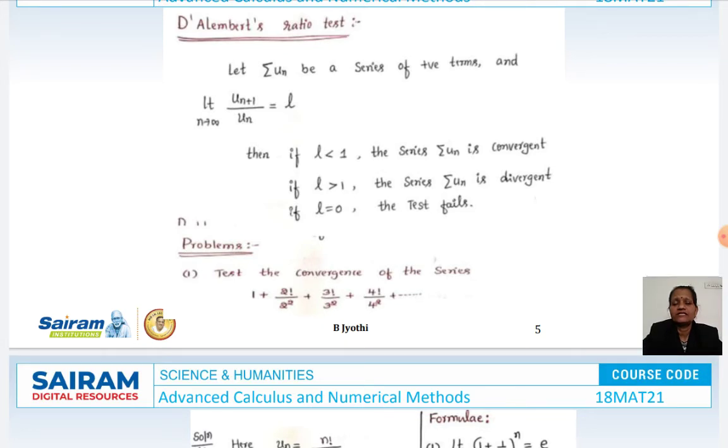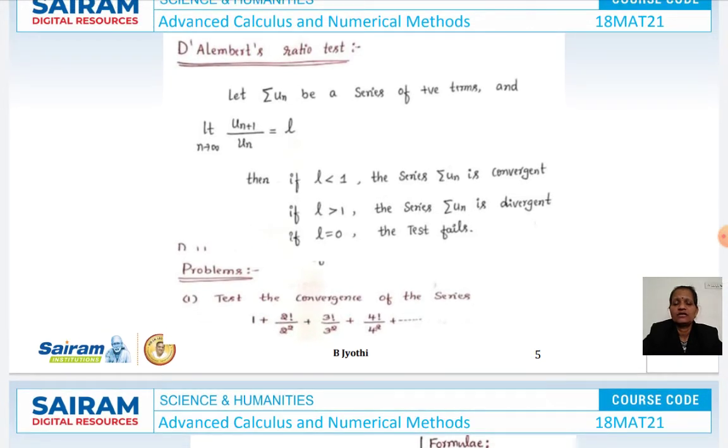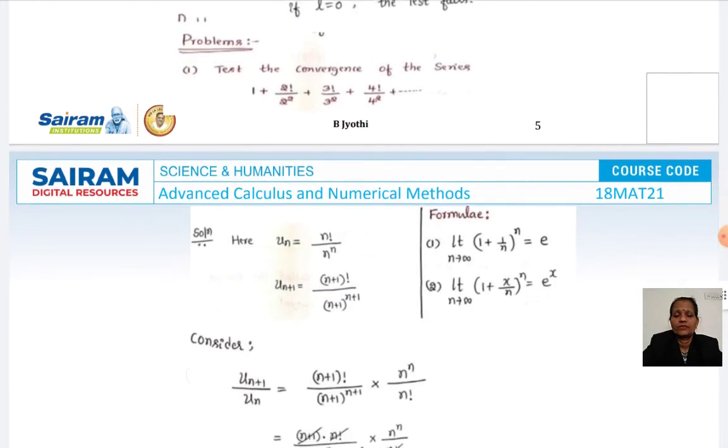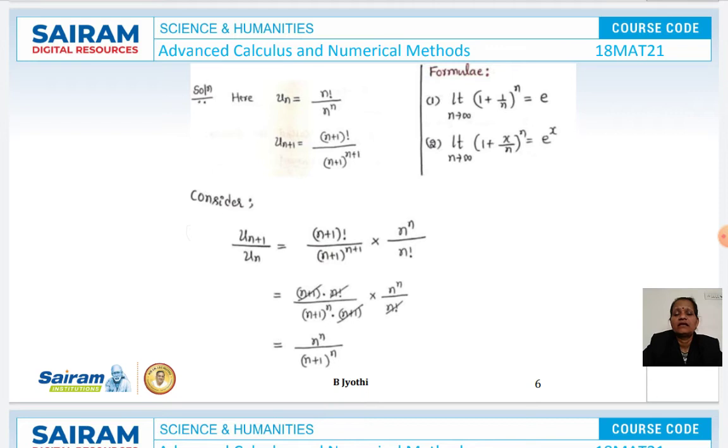Test the convergence of the series 1 plus 2 factorial by 2 square plus 3 factorial by 3 cube plus 4 factorial by 4 power 4 and so on. In order to test whether it is convergent or divergent, we first write it in the form of un. un is equal to n factorial by n power n, and un plus 1 is n plus 1 factorial divided by n plus 1 whole to the power of n plus 1.